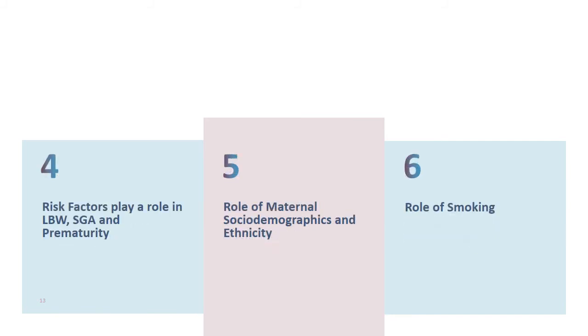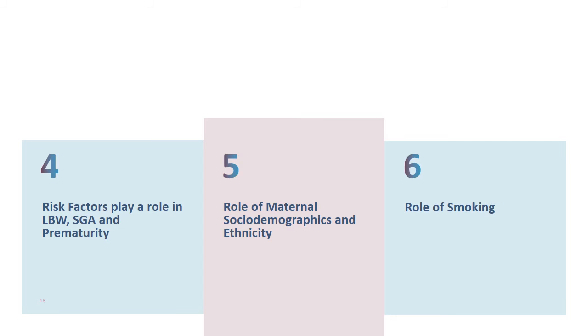Important points highlighted that there were risk factors that played a role in low birth weight, small gestational age, and prematurity of infants. And the following points were expounded on, but in summation, we found that there was a role of maternal sociodemographics and ethnicity, and there was a role of smoking, which is unsurprising since smoking is a risk factor for so many pathologies.